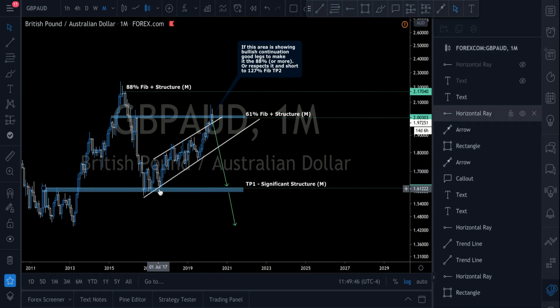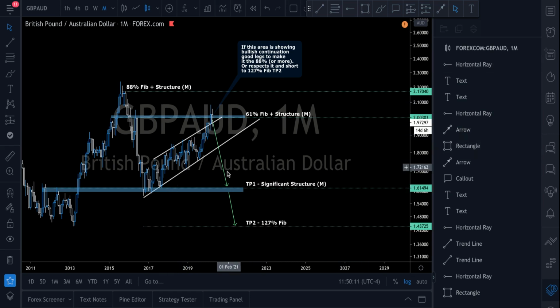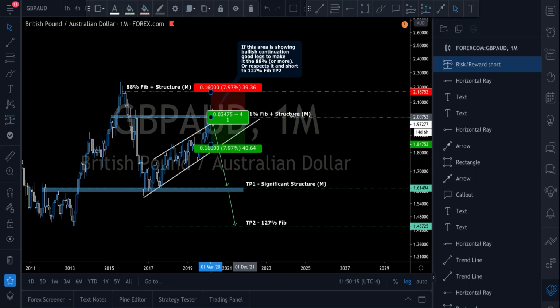So we see 1, 2, 3 tests right here, 1, 2, and then almost 3 tests right there. So we can see that this area is in fact significant monthly structure, and it also aligns with either the way how you draw the fib, the 100 or 0% of that previous leg, which is this leg right here. Now, TP2 is going to be the extension of this leg, and as you can see, it's all the way down here. So basically what we're looking at, if it does continue to go short, is something like this.